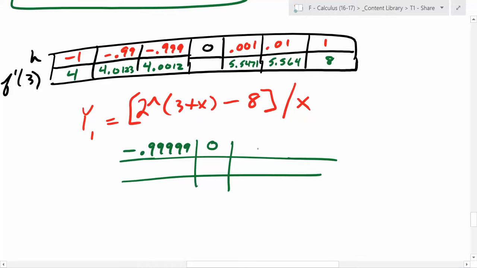Oh, wait a minute. Can I just point something out here? We made an interesting mistake here. These are the right numbers, but what's the difference between these two numbers? 0.001, right? What's the difference here? Almost 1. Almost 1. So is this symmetric?